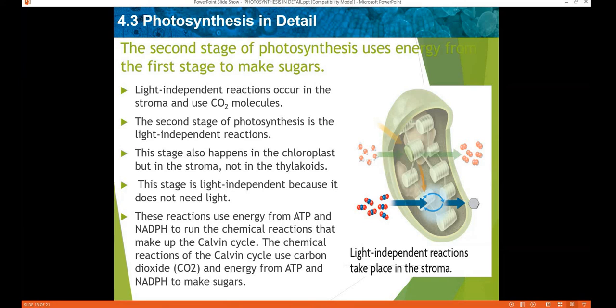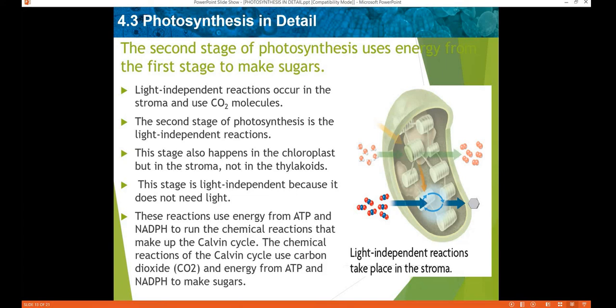The energy is needed for the series of chemical reactions called the Calvin cycle, which is named for the scientist who discovered this process. Okay, so these light-independent reactions, we can name them as the Calvin cycle, named after the scientist. The light-dependent reactions, we can name them as photosystem 2 and photosystem 1, whereas only the light-independent reactions are named as the Calvin cycle.